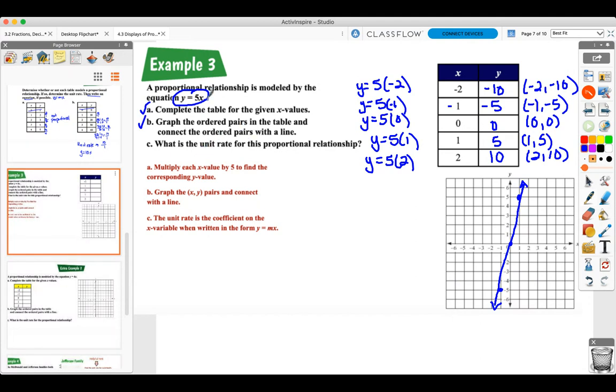The unit rate is already given to you in your equation. Remember, your unit rate is the ratio of y over x, okay? And that m ends up being your unit rate every single time, because if you solve for m, it ends up being y over x. So your unit rate is 5 or 5 over 1, whichever way you want to write it.